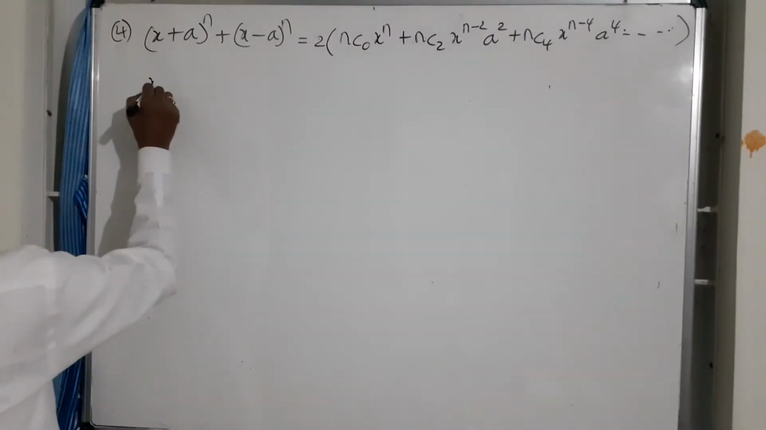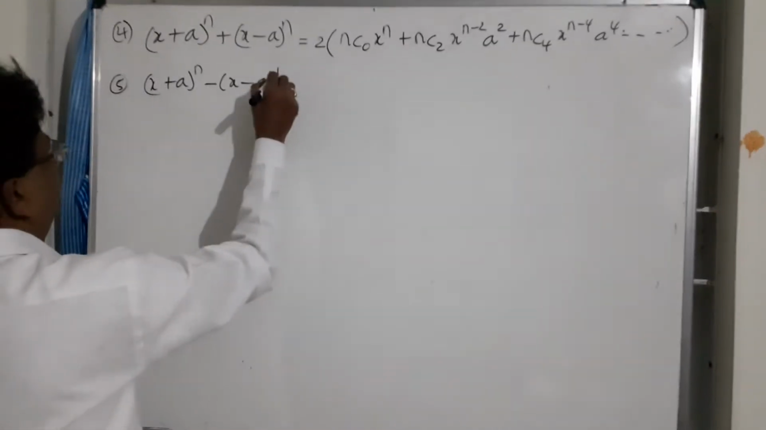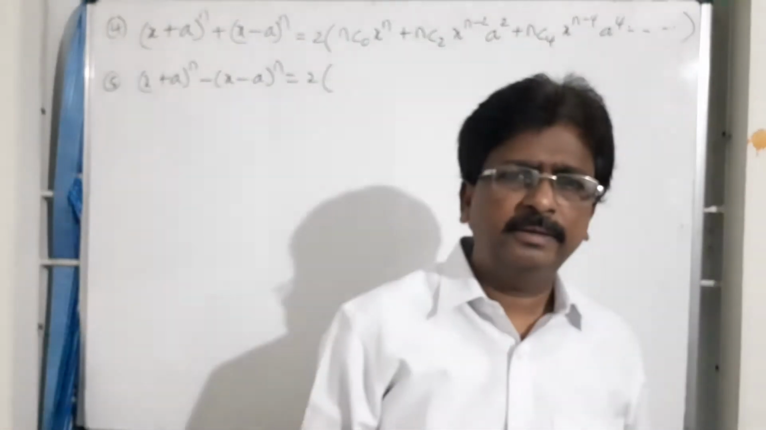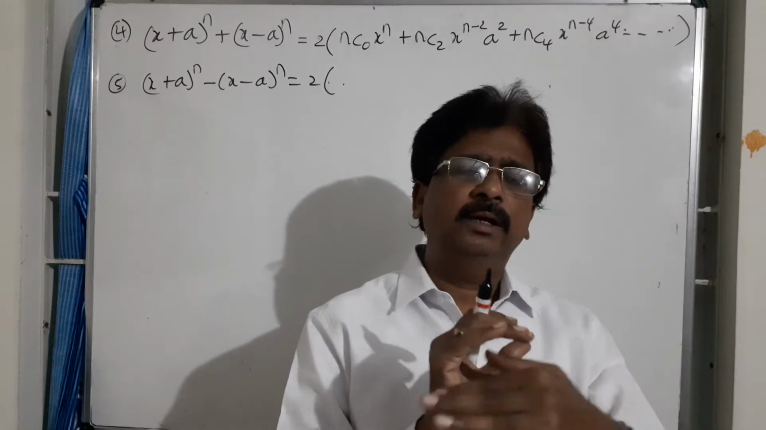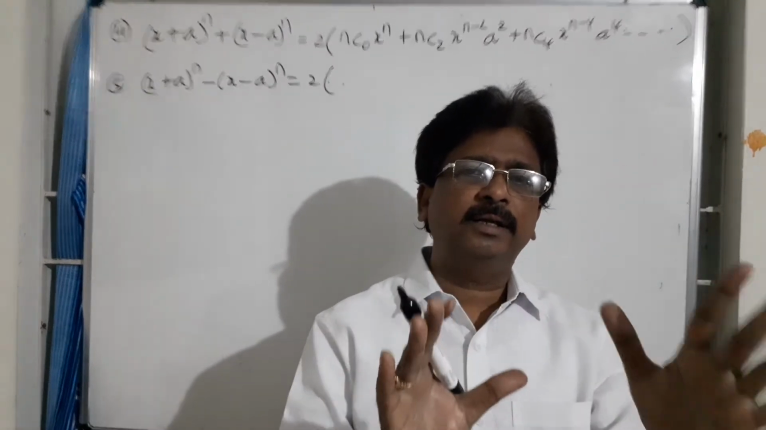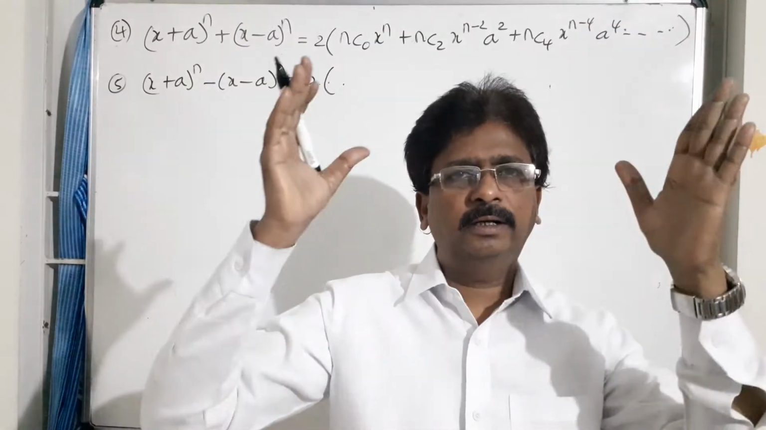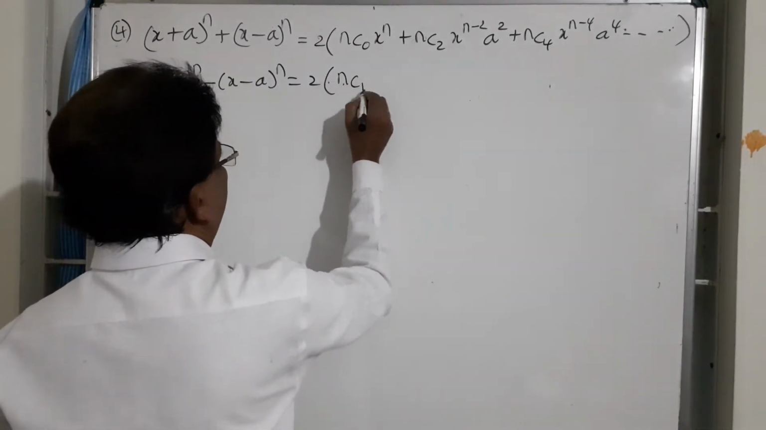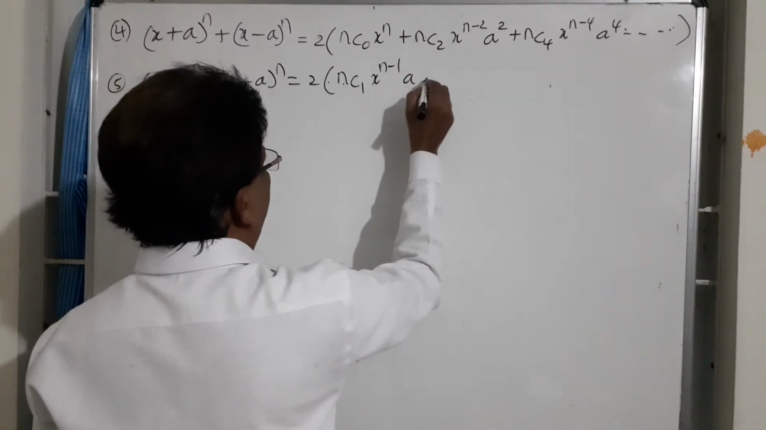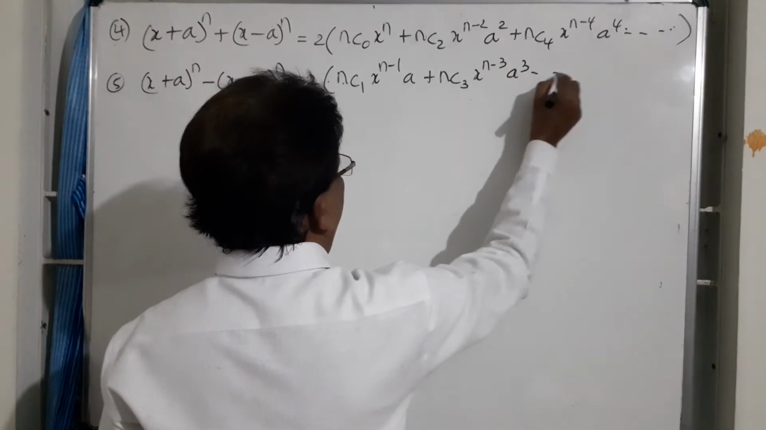The (x + a)^n minus (x − a)^n: the first term has the same sign. So on subtracting, the same sign terms are cancelled and opposite sign terms are not cancelled, so those terms are included two times. The first term is cancelled, the third term cancels, and so on. By taking 2 as a common factor, we get the second term nC1 x^(n−1) a plus nC3 x^(n−3) a^3, and so on.